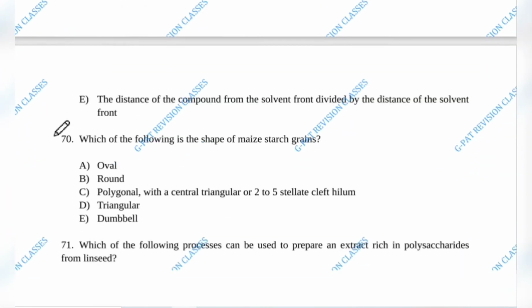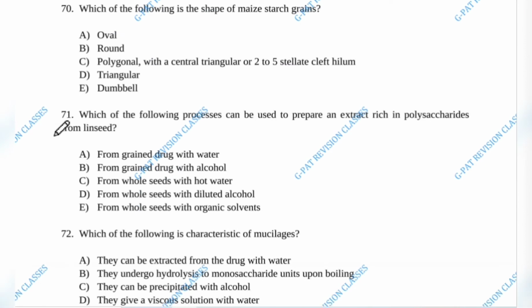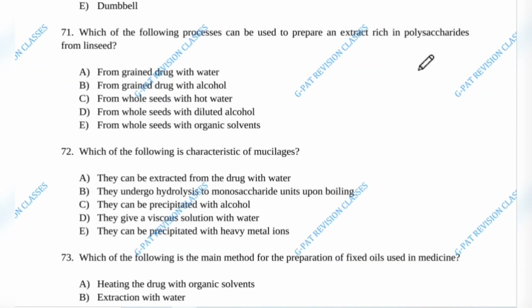Next is question number 70: which of the following is the shape of maize starch grain? The answer is C, polygonal with a central triangular or 2 to 5 stellate cleft hilum.